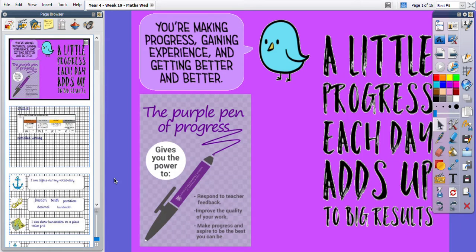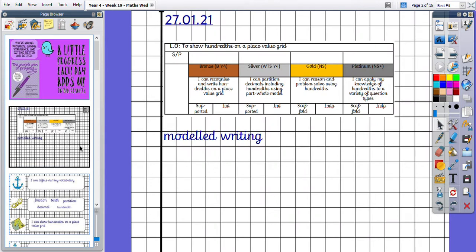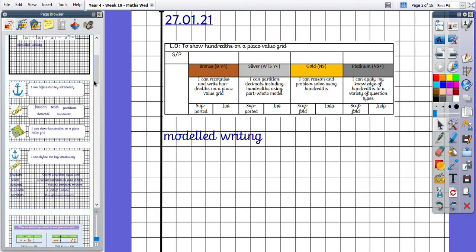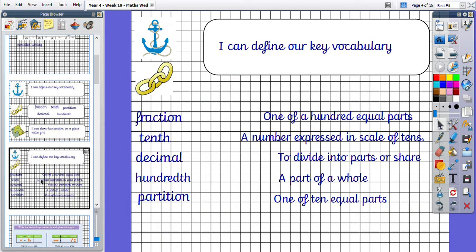Good morning, Year 4. Our maths lesson today, continuing with decimals, we're looking at hundredths on a place value grid. So, our anchor task, we're looking at our vocabulary. Can you match up the vocab with the correct meaning? So pause the video and have a go now.